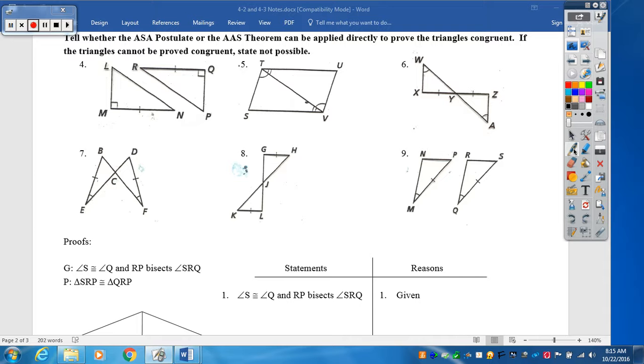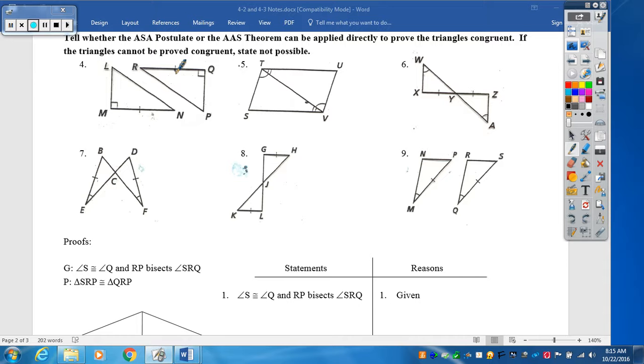So I look up here and I see I've got right angles. I've got a pair of congruent sides, but I don't have side, side, side, side, angle, side, angle, side, angle, or angle, angle, side. So as a result, I'm going to put down no conclusion, not enough information. There's just not enough there. They might be congruent, but we have no idea.